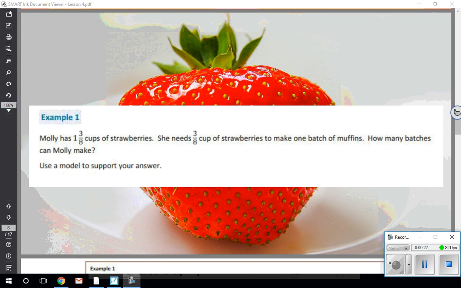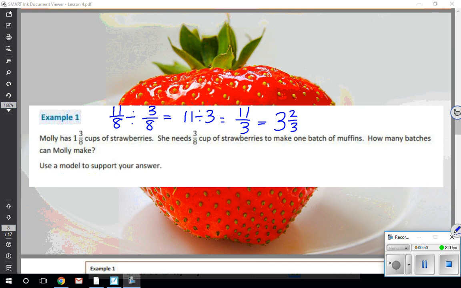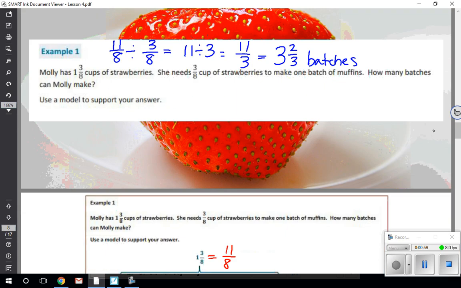We knew that 1 3/8 is the same as 11/8, and we could easily divide that by 3/8. When we have common parts, it really ends up being 11 divided by 3, or 11 thirds, because 8 divided by 8 is just 1. And 11 thirds gives us 3 sets of 3 in that 11 with 2 thirds left over. So she could make 3 2/3 batches. So there's just a quick review on the shortcut way we learned when we had common denominators, or the common parts.